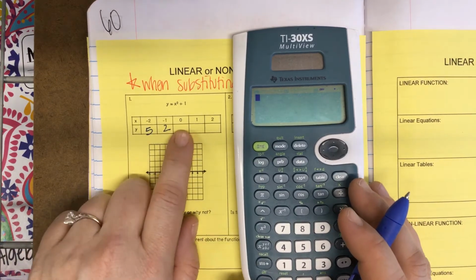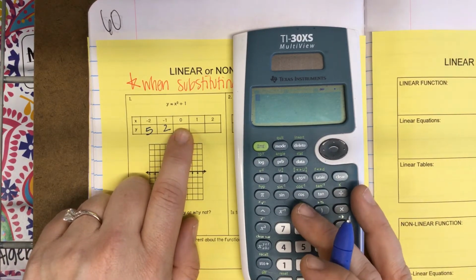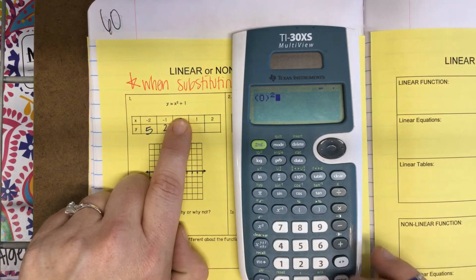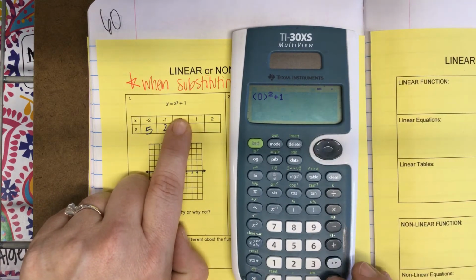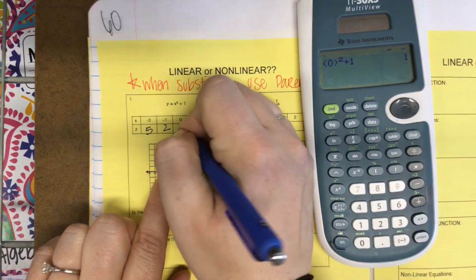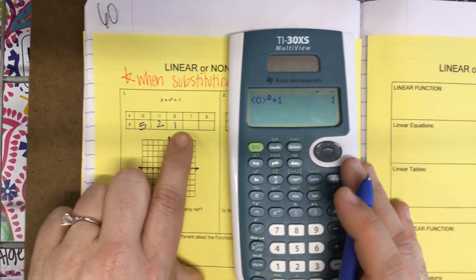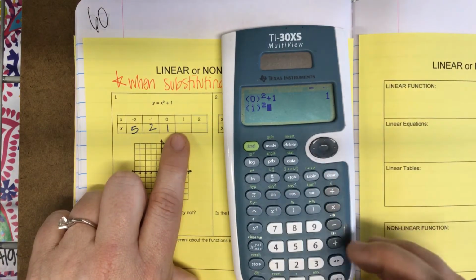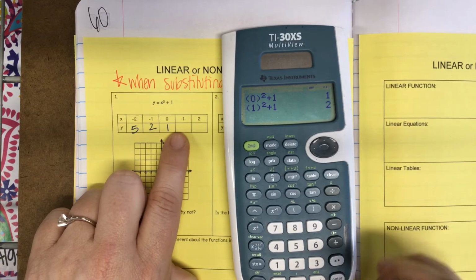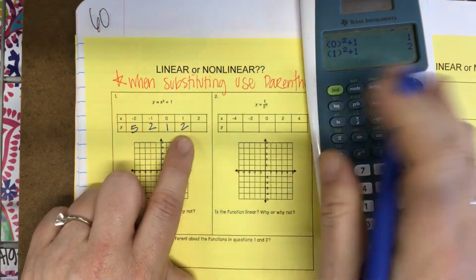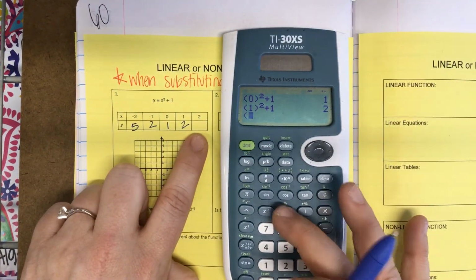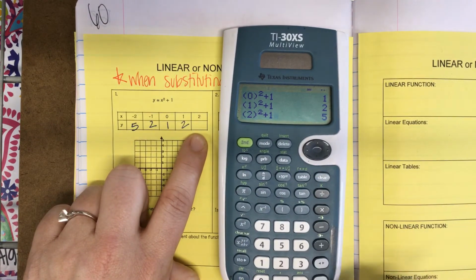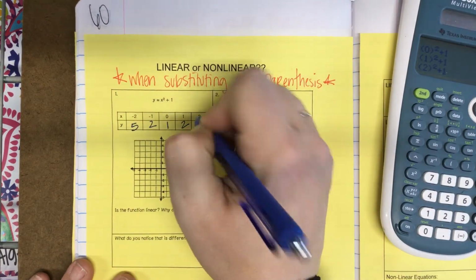I'm going to do it again. This time instead of x, what number am I putting in? 0 squared plus 1 is 1. Then I'm going to do 1 squared plus 1, just 2. And then I'm going to do 2 squared plus 1, which is 5. Now I'm going to graph it.